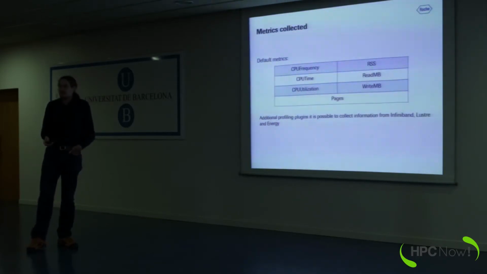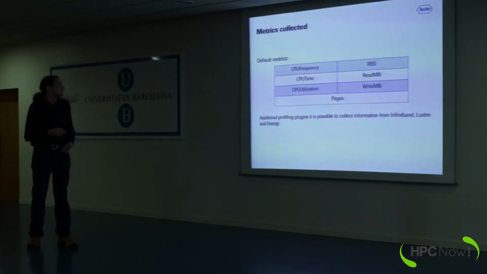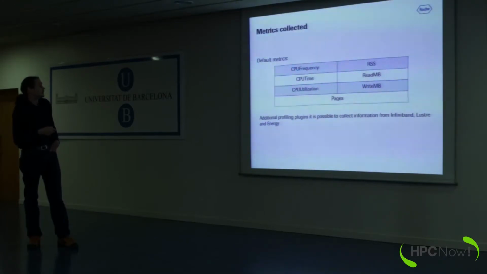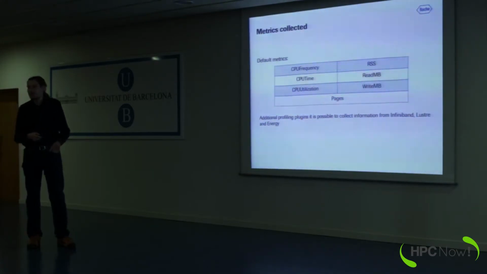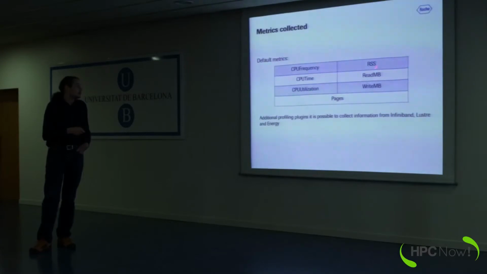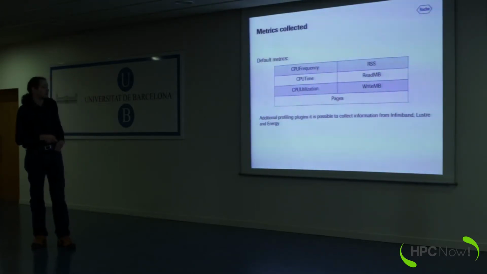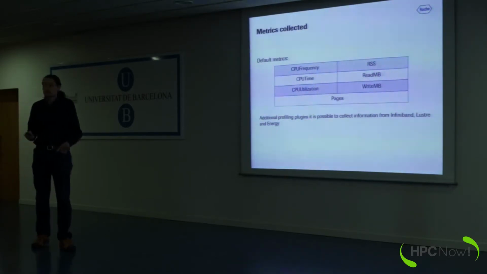The information that the plugin can collect is the default metrics from the task monitoring system, such as the CPU frequency, the CPU time, the CPU utilization, the pages of memory that the application has, the resident set size, and then the read and write megabytes to the file system. It's also possible to collect information for InfiniBand, Lustre, and energy through additional plugins.